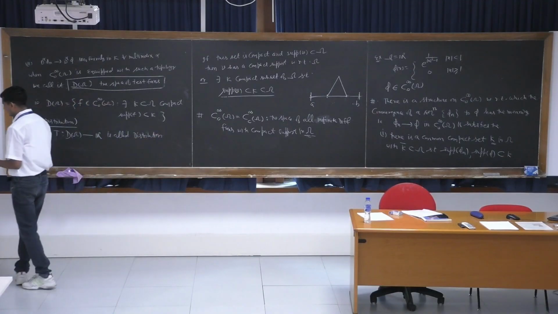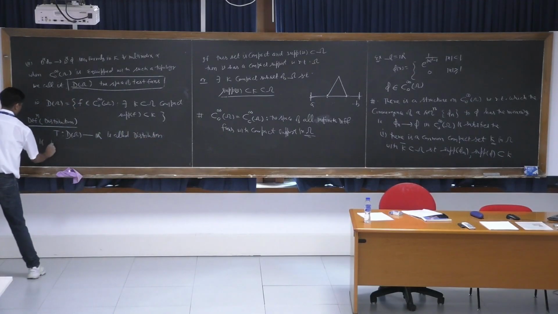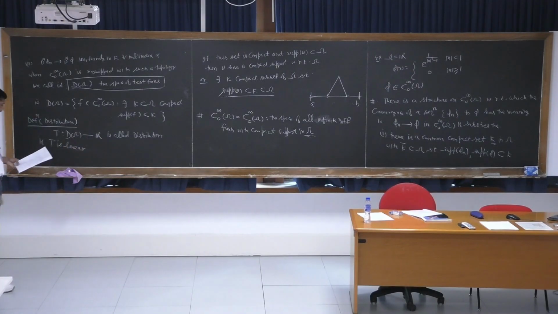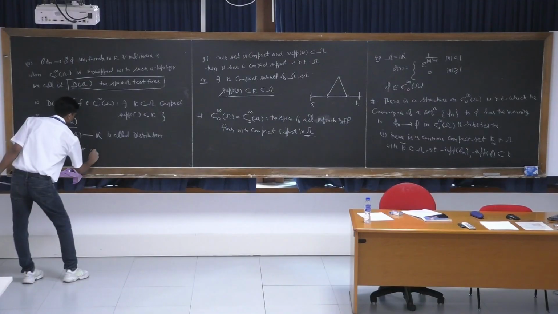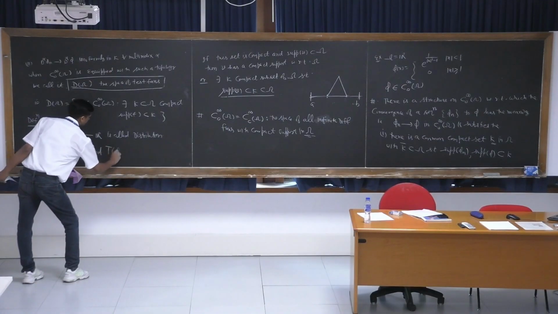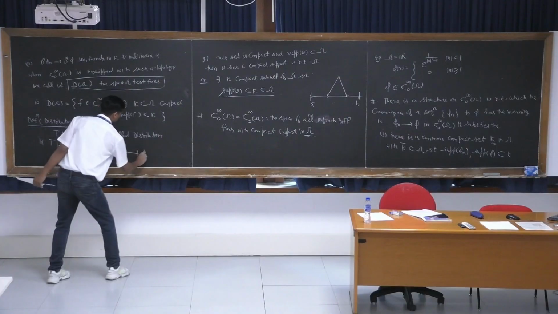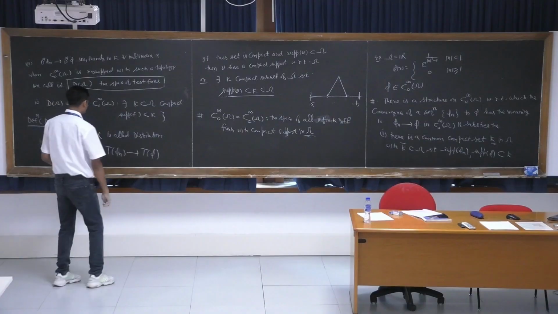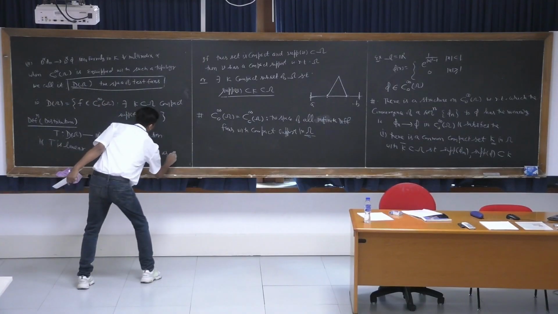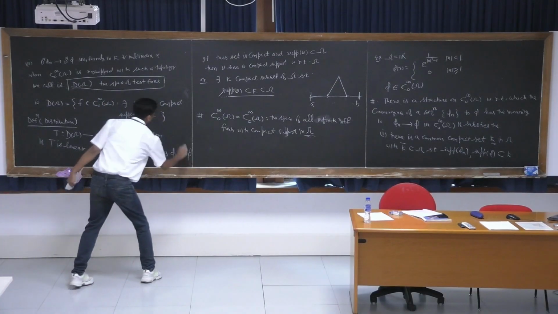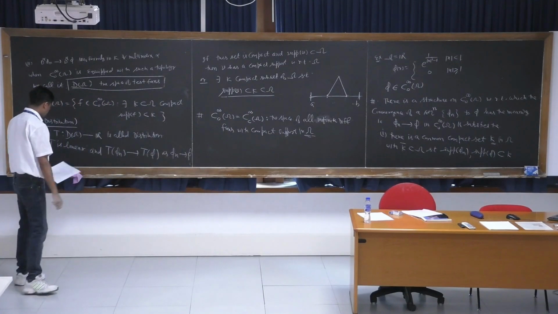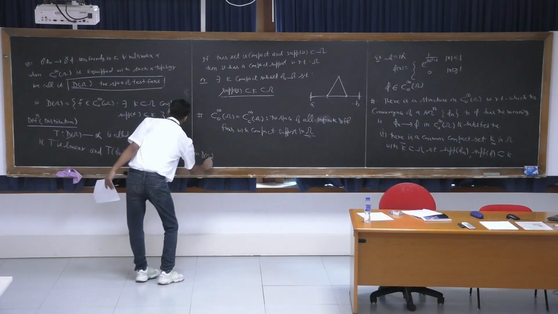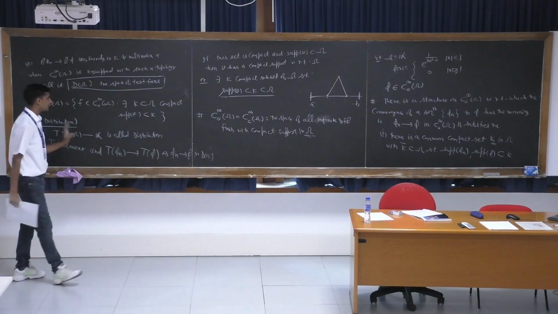It is called a distribution if T is linear and T of phi n converges to T of phi as phi n converges to phi, where phi is in D of omega. So then this T is called a distribution.